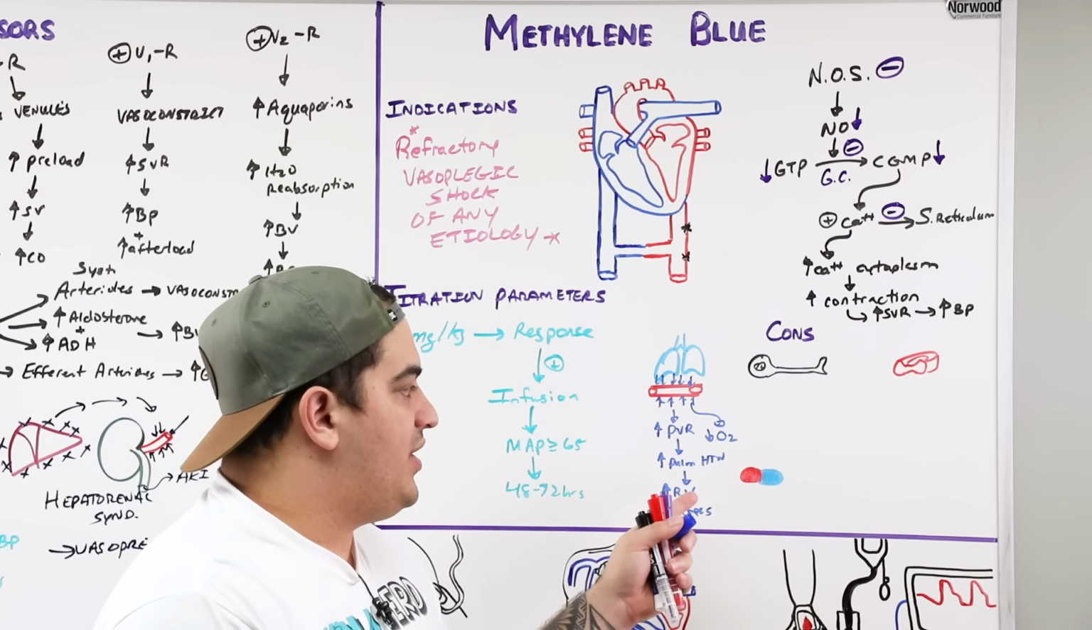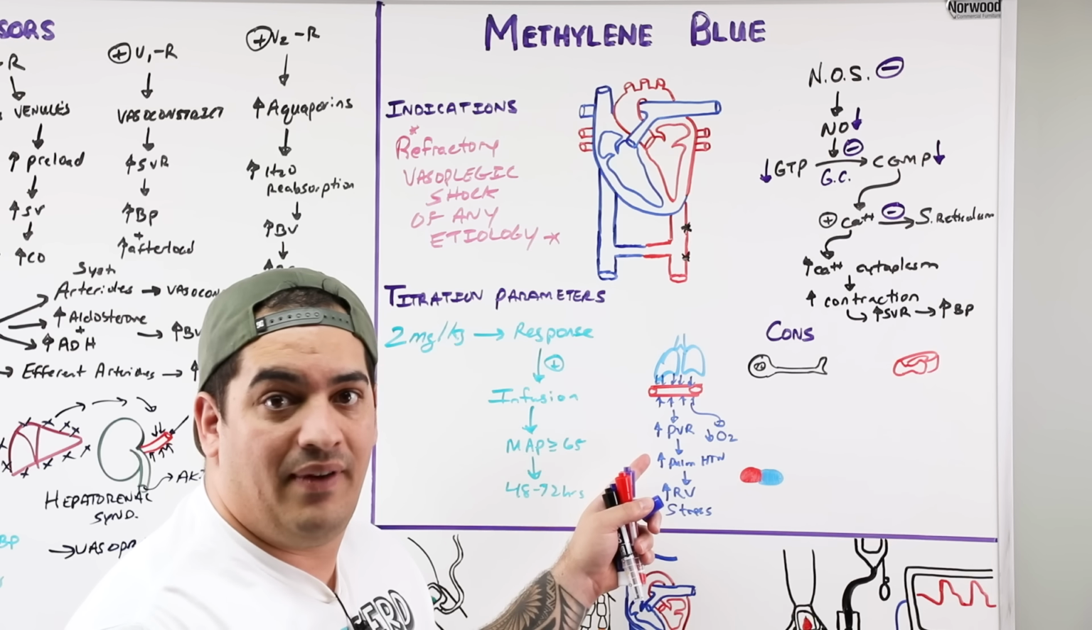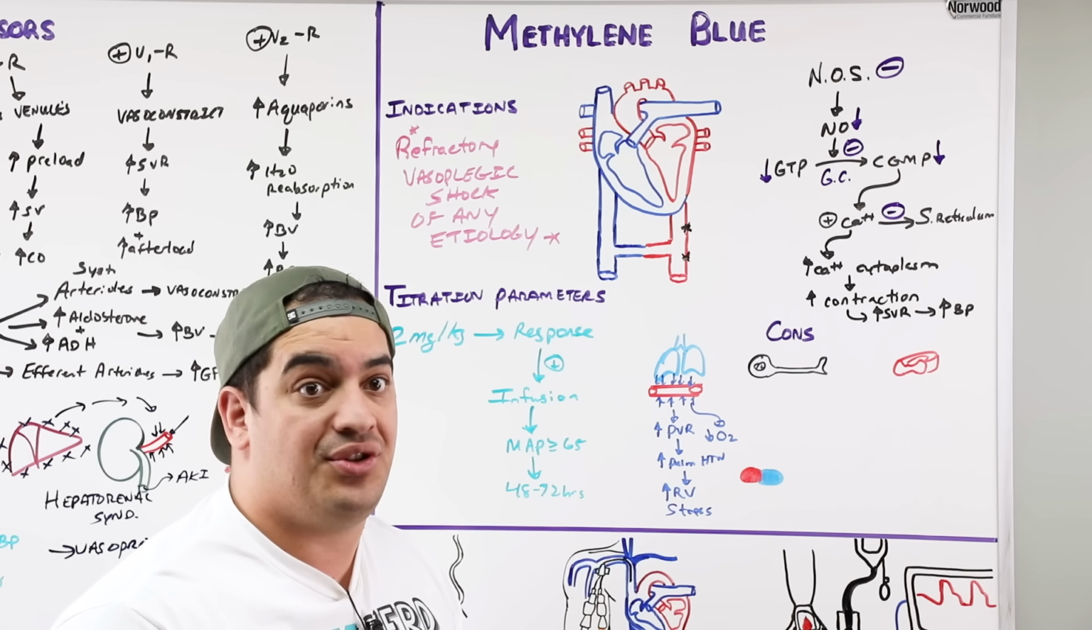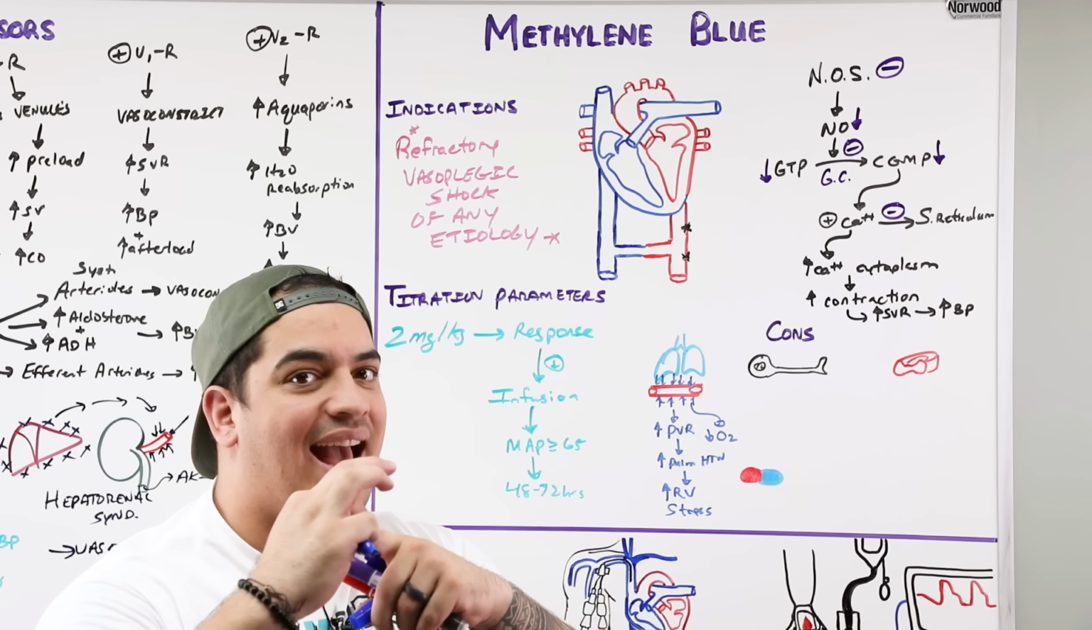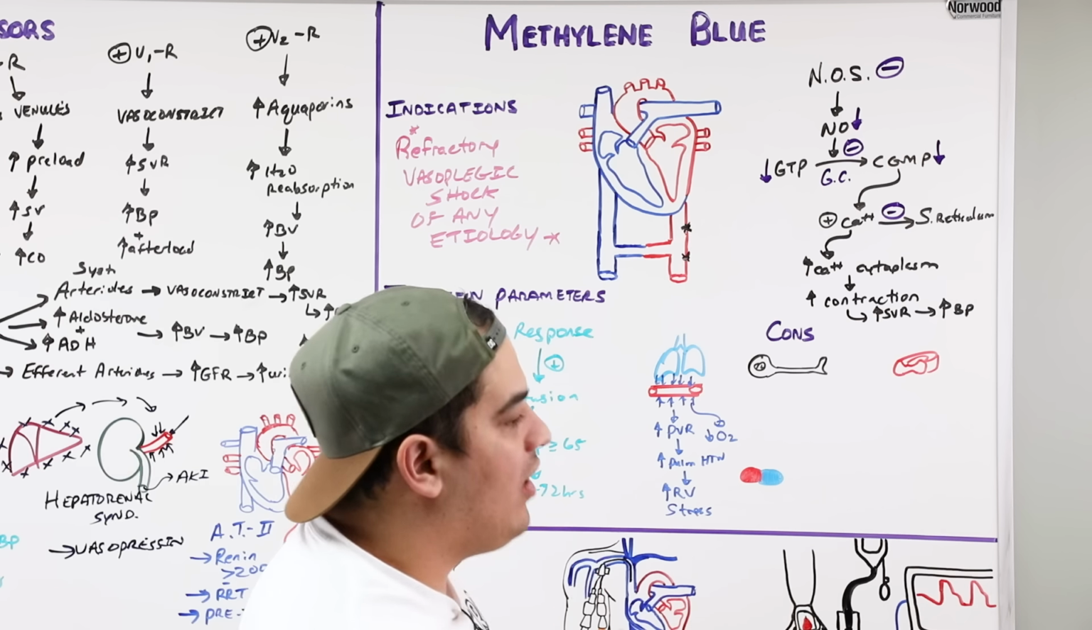All right, so we know that it increases pulmonary vascular resistance, causes pulmonary hypertension, causes more stress on the right ventricle, can cause a lower oxygenation status, and a big thing to remember, it can cause an inaccurate reading on the pulse oximeter. All right, what's another potential con to this drug?